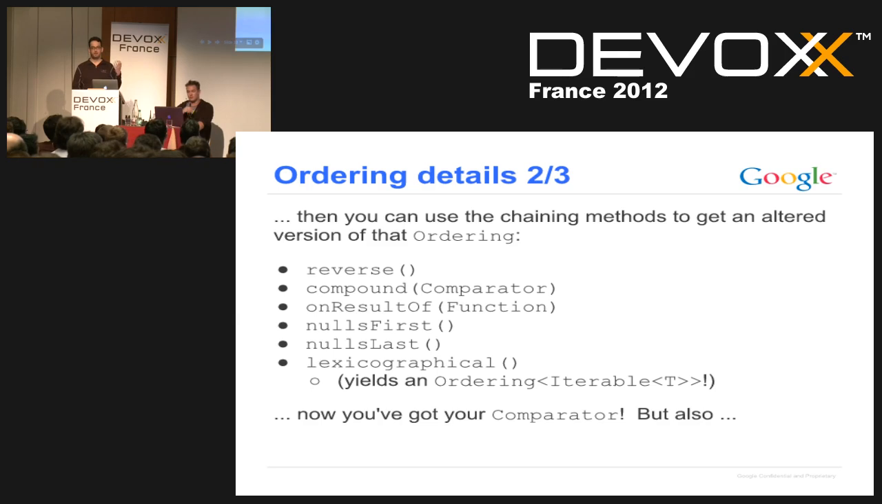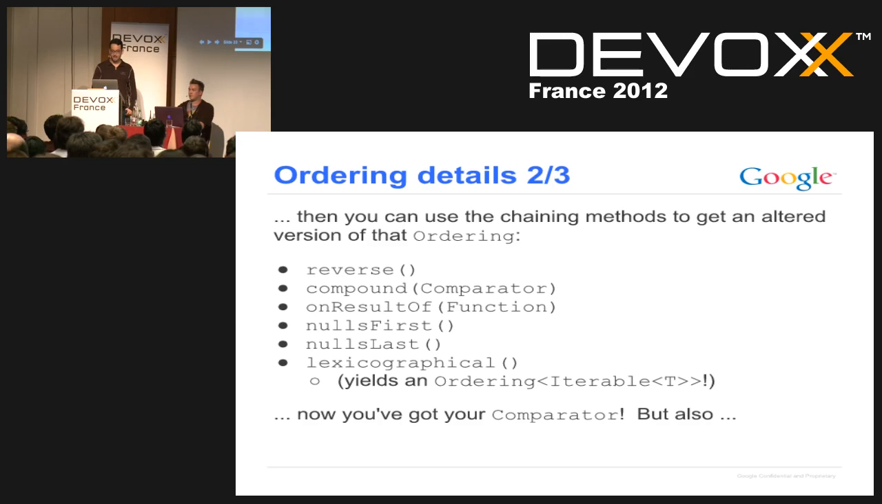That means you write a comparator that doesn't know how to deal with null, then you call .nullsFirst on it. Now you've magically got a comparator that's going to sort all null elements to the beginning of a collection and all the non-null ones as usual after that. And I won't go into lexicographical. It's kind of complex compared to the others.